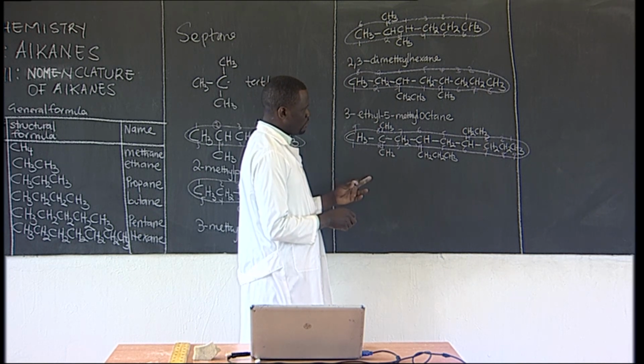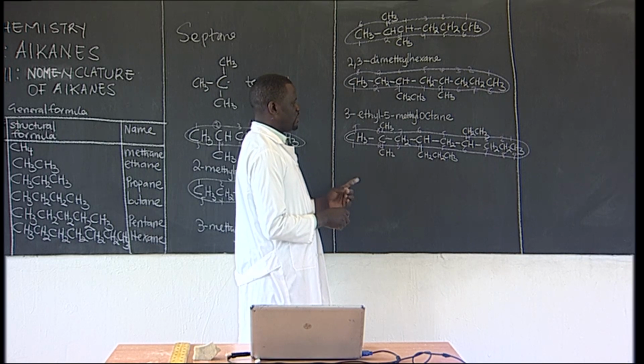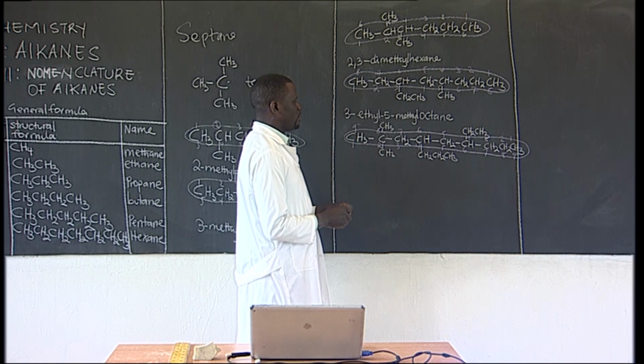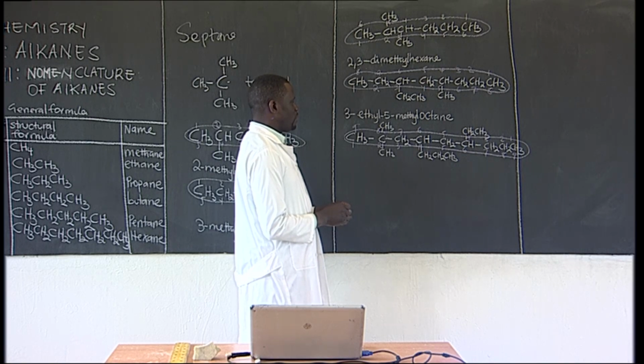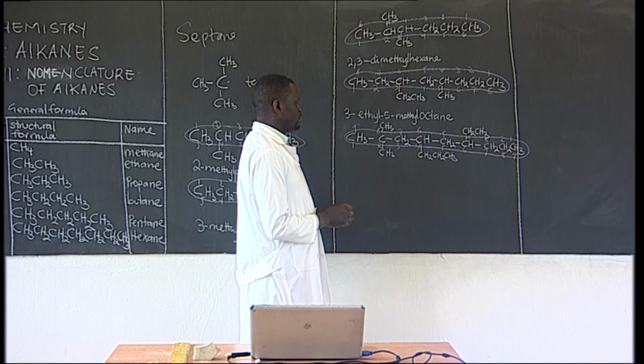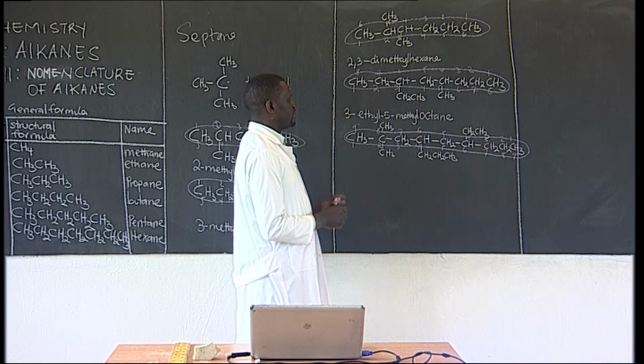So we have 4, 6, 8, and 2, 4, 6. The best one is 2, 4, 6. Even if you add the numbers, you'll observe that 2, 4, 6 is smaller. Then we go to alphabetical order. We don't consider the di.